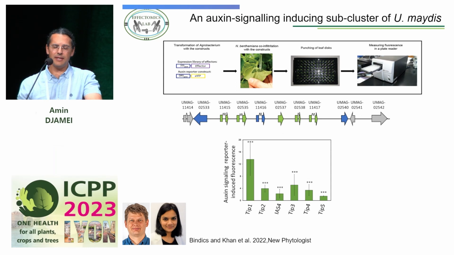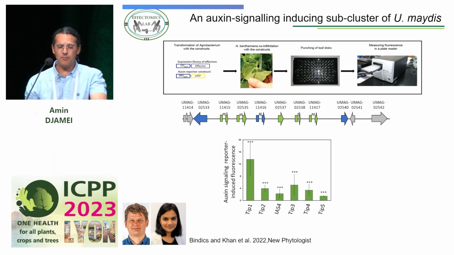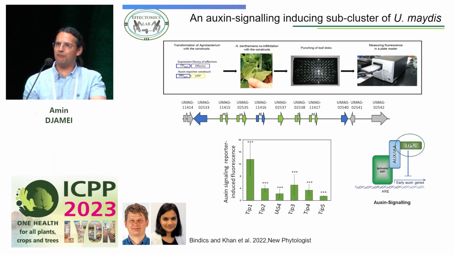And when Janos was looking for the interaction partners by MassSpec and co-IP, and then also later by Yeast2Hybrid, he identified TOPLESS to be the interaction partner of 5 of these effectors which were inside this cluster of the Tip effector cluster. So that was super interesting.